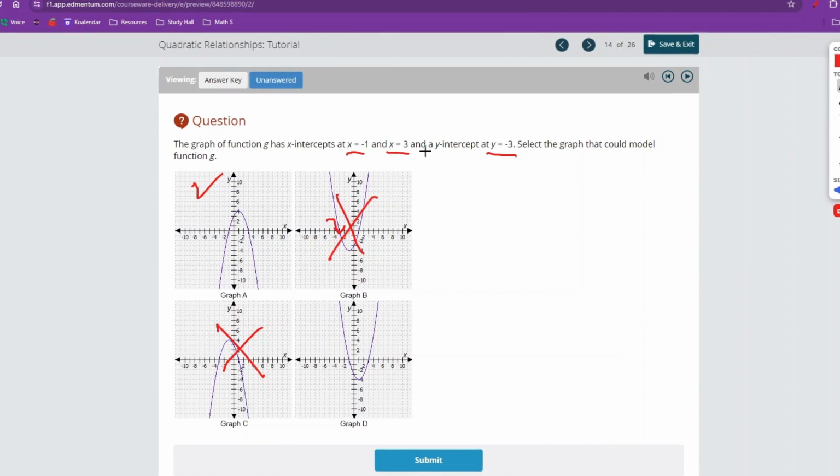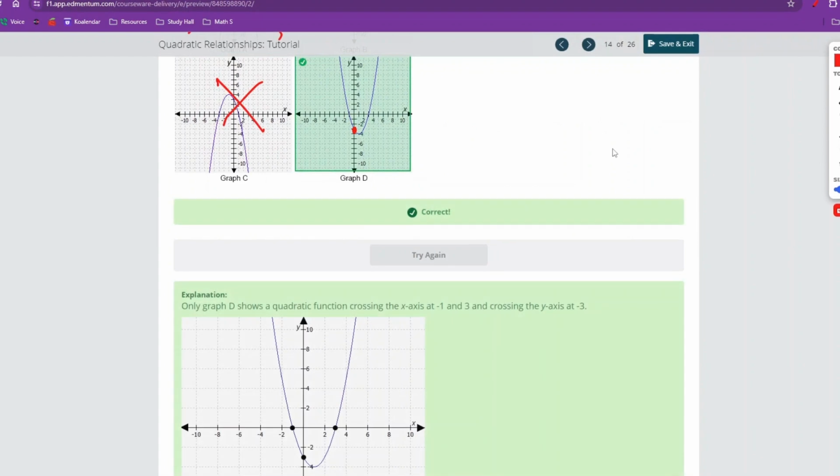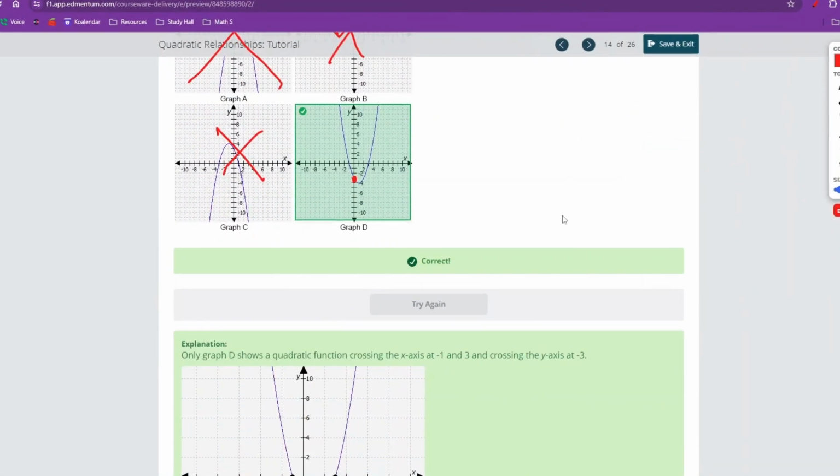So let's see which, if either, pass through y is equal to negative 3. Well, it doesn't do it here. It passes through positive 3, so we can invalidate this one. So this leaves us with this as our final answer, but we can confirm that, yes, indeed, it does pass through y is equal to negative 3 there. So we click that, we submit, and we verify our answer is correct.